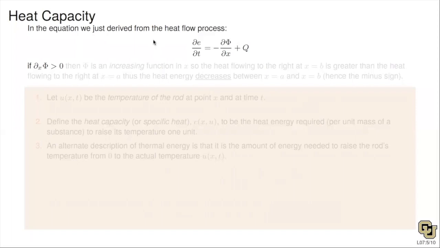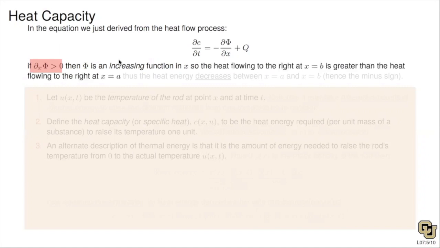Assume the spatial derivative of phi is greater than 0. What does that mean? As you go along the rod physically in space, from left to right, the heat flux is increasing. Here, phi is an increasing function in x. So as you go from left to right, the heat flux gets larger and larger. So what does that mean? The heat flowing to the right at x equal to b.